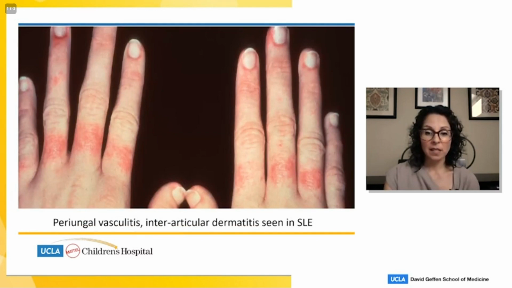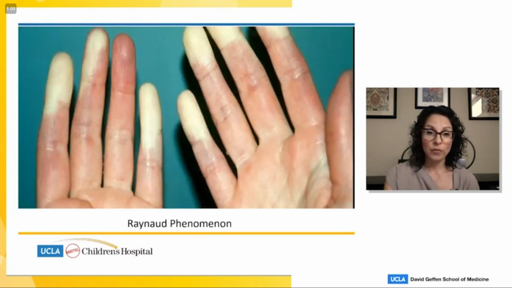Periungual vasculitis, interarticular dermatitis seen in lupus. And I would just want to highlight the nail bed capillary abnormalities. Look how hyperemic those nail beds are. That suggests a small vessel vasculitis seen in lupus, as well as can be seen in juvenile dermatomyositis. Raynaud's phenomenon.